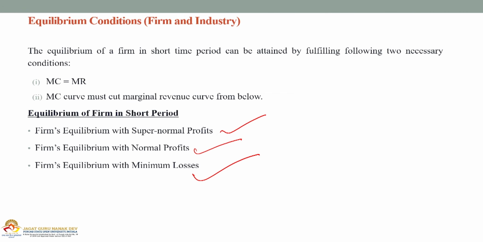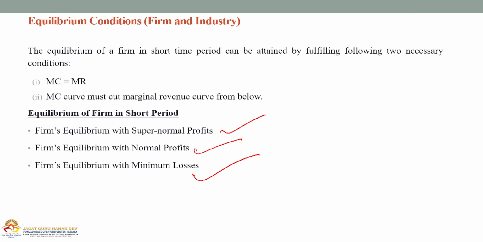To start with, firm's equilibrium with supernormal profits. Whenever there will be supernormal profits in the industries, other firms will get attracted to those supernormal profits. Obviously, if there are supernormal profits, other firms will enter the business, and when they enter, no doubt there will be increase in output and it will attract more firms to enter. Gradually, those supernormal profits will be converted into normal profits. Normal profits, no profit, no loss. No firm will have a tendency to enter and no firm will have a tendency to exit.